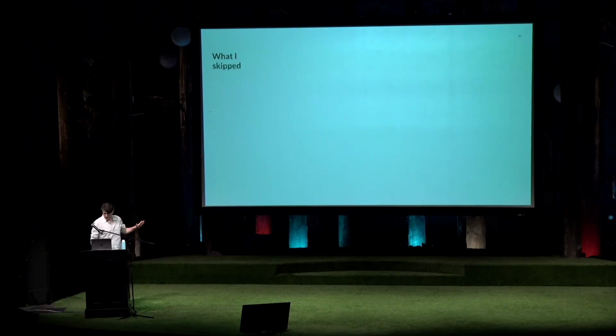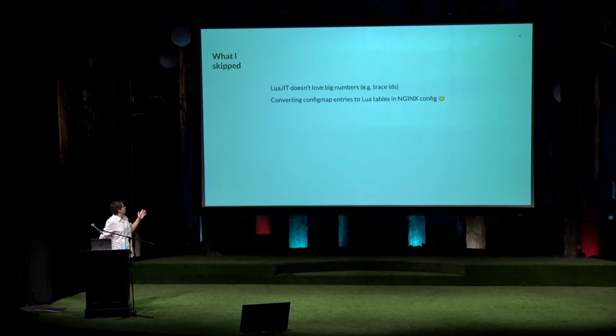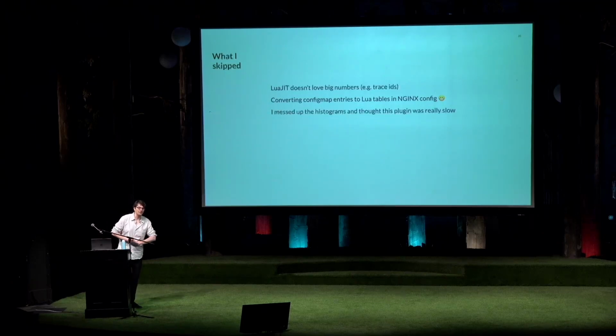Okay, so here's some stuff that I skipped. OpenResty runs on LuaJIT, which is a just-in-time compiler for Lua. It doesn't really like big numbers, such as trace IDs, so that can get a little hairy. There was some fun that ensued when I had to convert config map entries in Ingress NGINX to Lua tables in the NGINX config. And very embarrassing to say to this audience, but I totally messed up the histograms, and I thought that the plugin was running extremely slowly. Then someone that I work with who knows math was like, Sam, your histograms are messed up, don't worry.